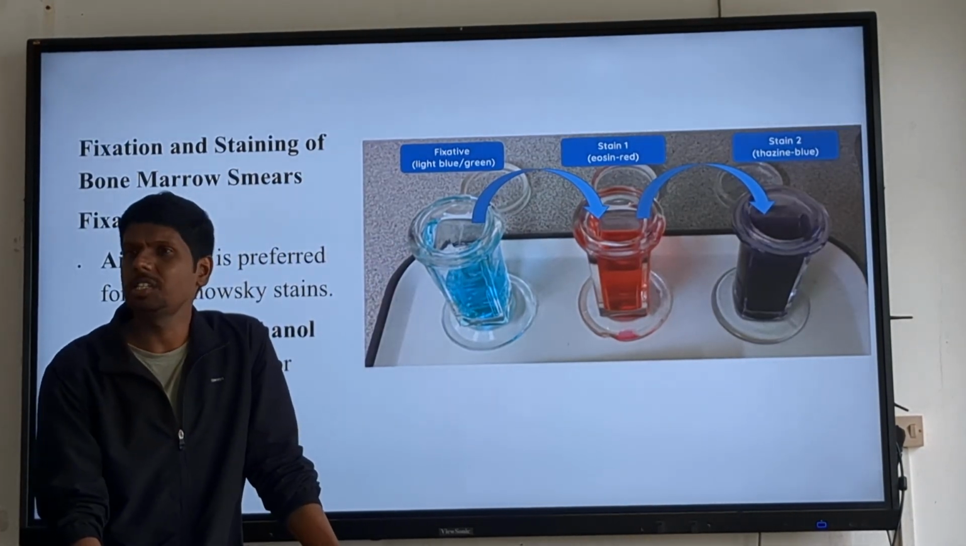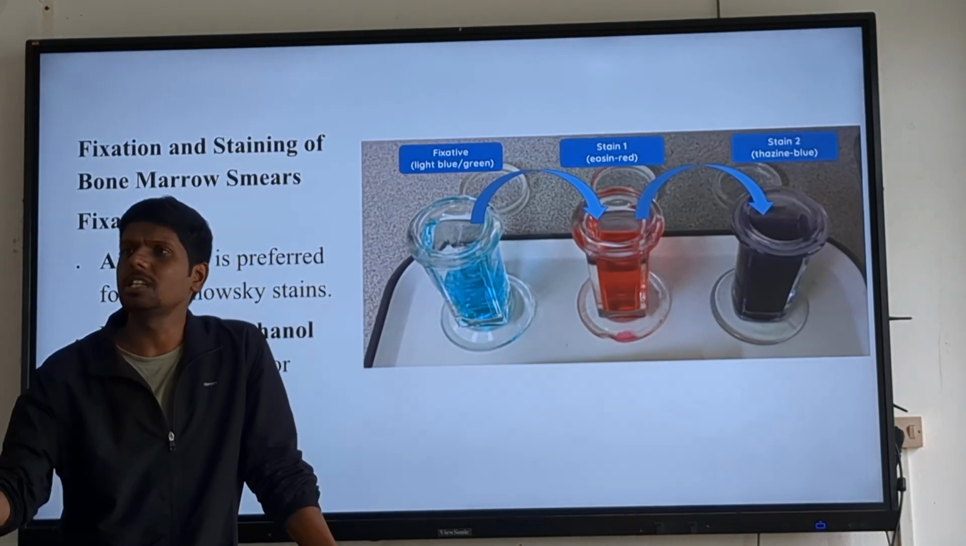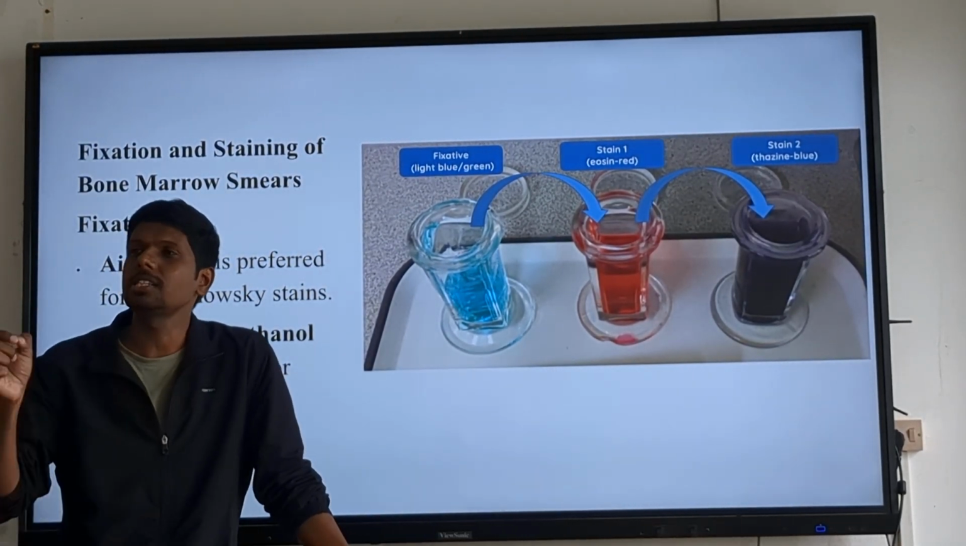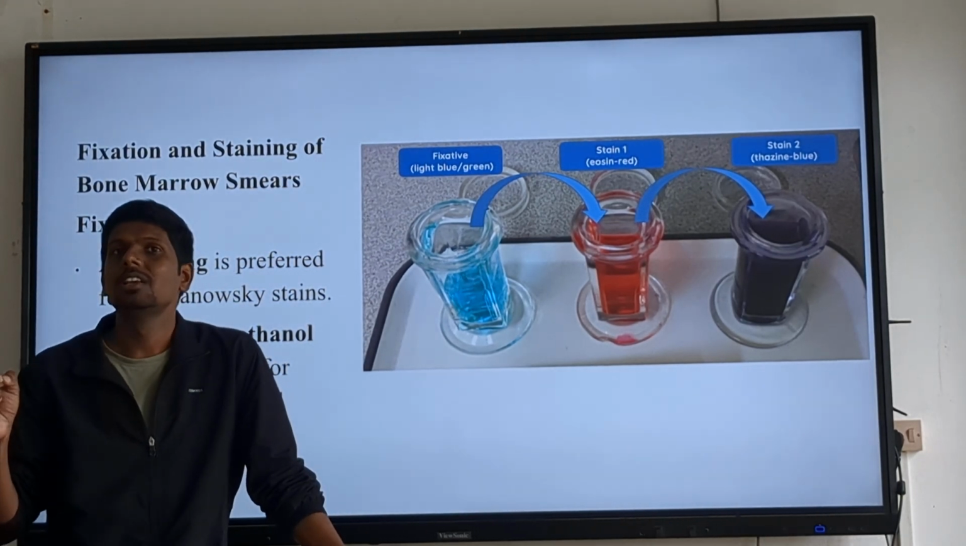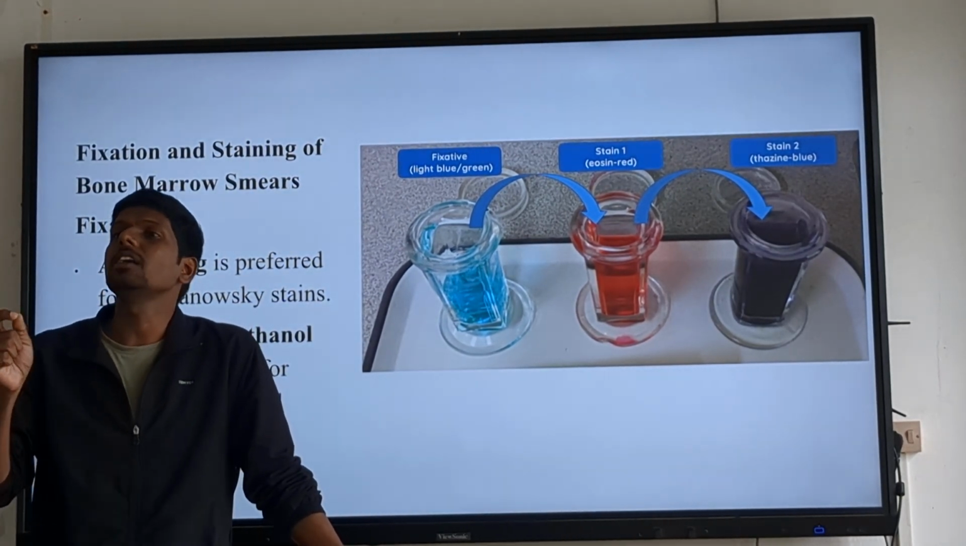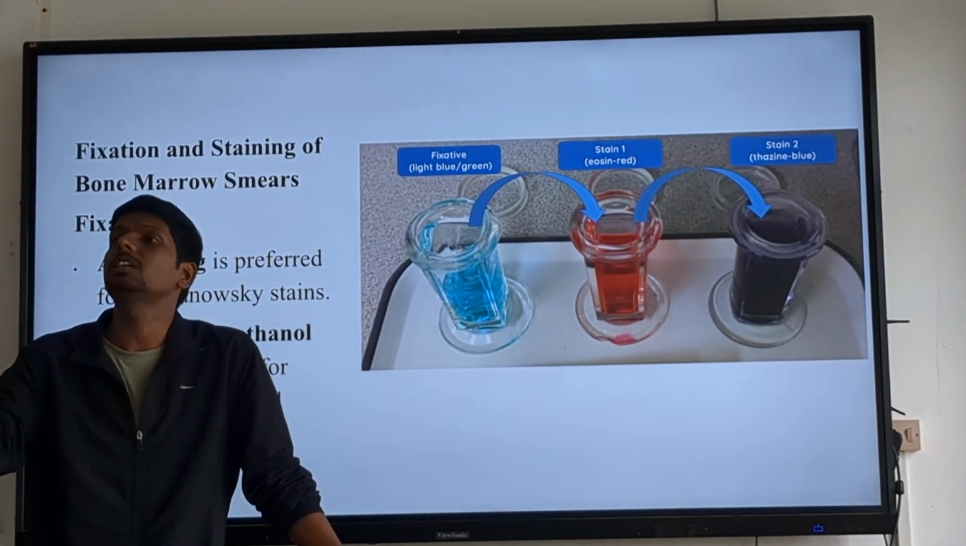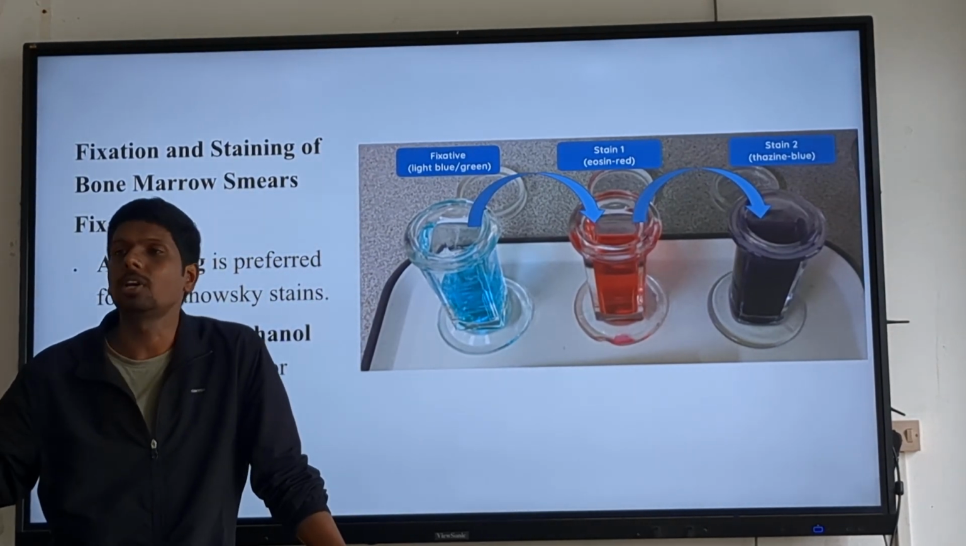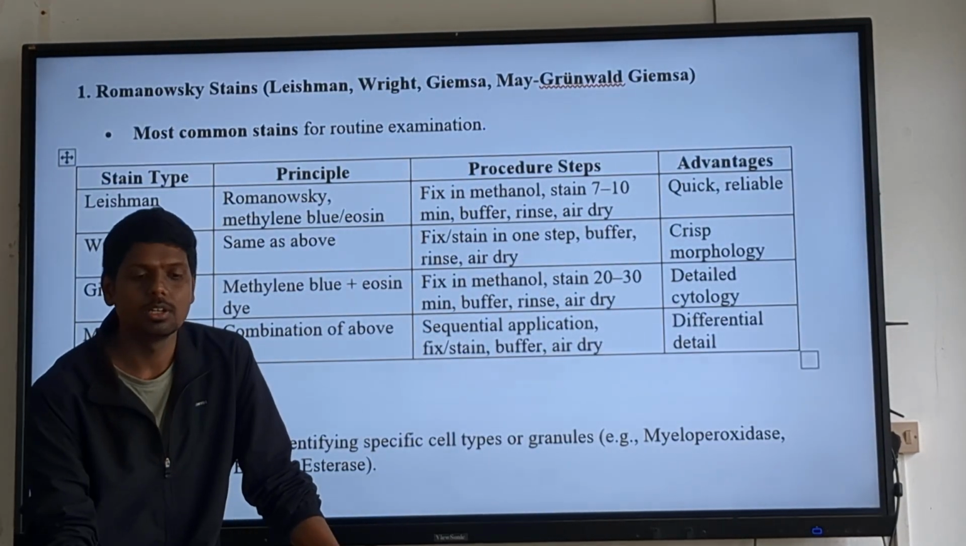Then we discussed about fixation. The purpose of fixation is for preserving the sample. And what is the meaning of fixation, or what is the working principle of fixation? Here, cross links will form among the proteins, leading to preservation of the proteins, leading to the morphology preservation. Very good.